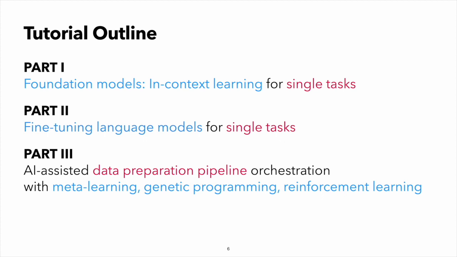Okay, so this is the outline of the tutorial. In part 1, we'll talk about how to do in-context learning for single tasks. That means we don't change the parameters of the models. In part 2, we'll talk about how to fine-tune these language models or foundation models for single tasks, for example, for entity resolution. In part 3, we'll talk about AI-assisted data preparation pipelines. For this kind of work, language models are not widely used yet, so we'll talk about meta-learning, genetic programming, and reinforcement learning.